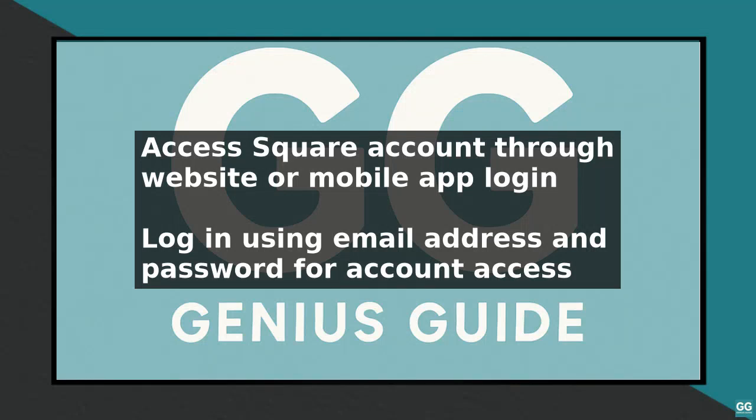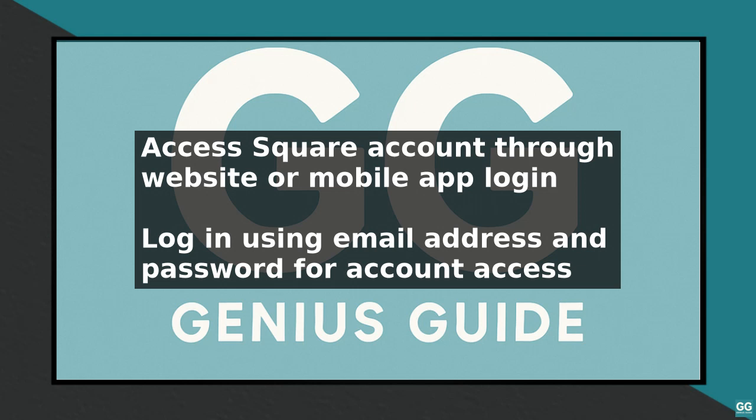Changing your debit card on Square is a straightforward process that can be completed in a few steps. To begin, you will need to access your Square account, either through the Square website or the mobile app. First, log into your Square account using your email address and password.